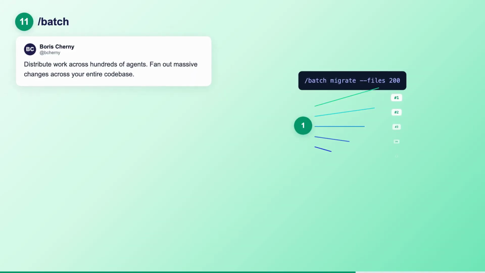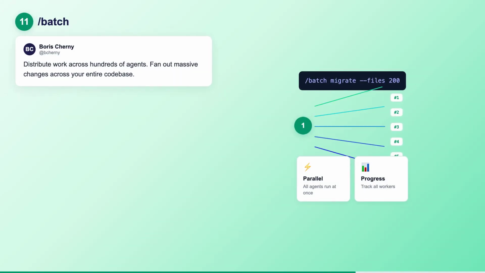Tip 11: /batch for massive change sets. This command interviews you about what needs to change, then distributes work across dozens or even hundreds of worktree agents. Each agent works independently on its own copy. Need to migrate 200 files? Batch handles it in parallel automatically.